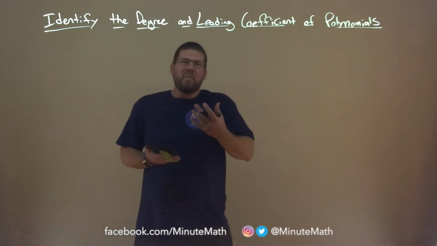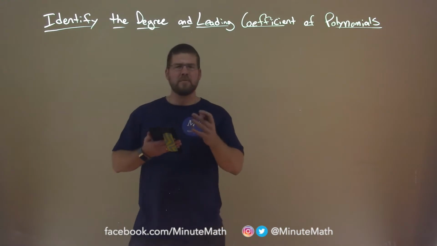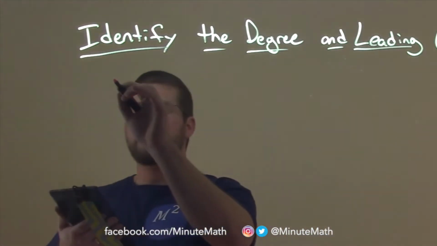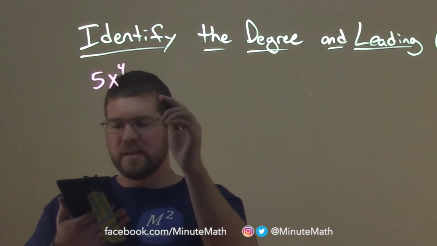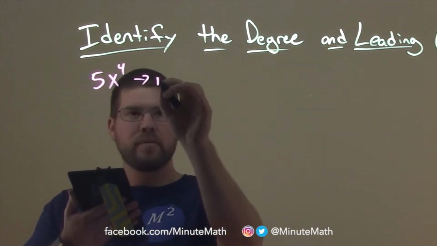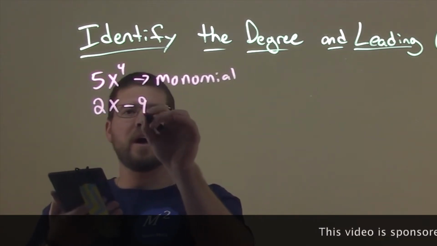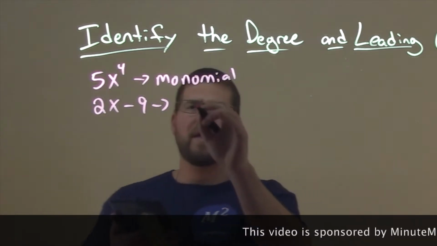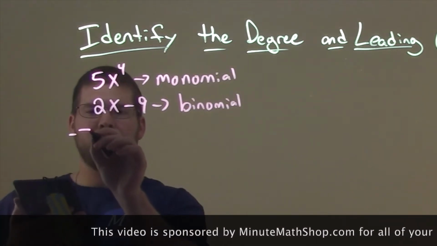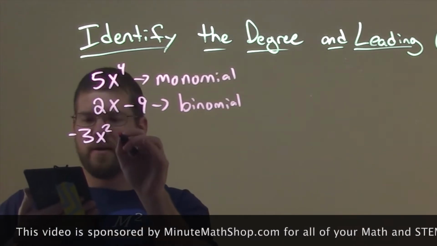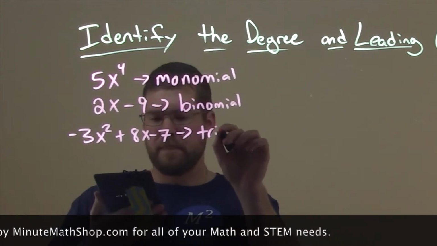One thing with polynomials is that you've probably seen them before in different forms. So for example, you'll see different ones, like a 5x to the fourth. If it was just this, we would call that a monomial. If we had, let's say, 2x minus 9, we call that a binomial. And let's say if we had negative 3x squared plus 8x minus 7, we call that a trinomial.